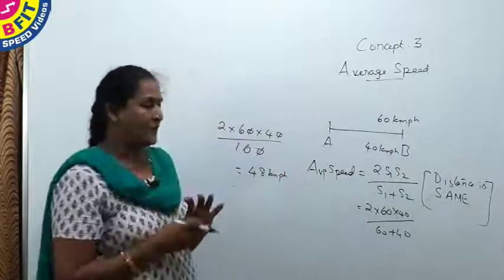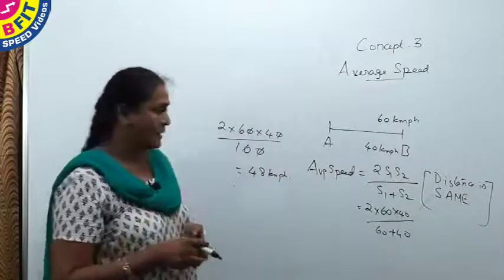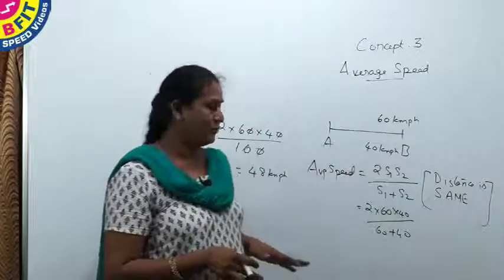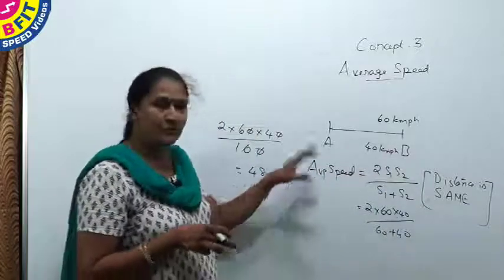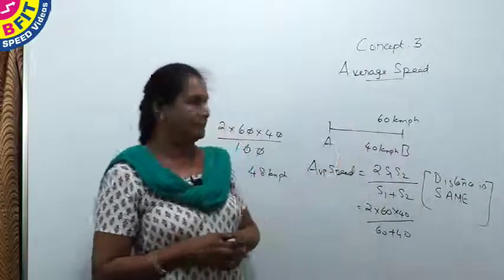So we have got the average speed, instead of finding the total distance and dividing by total time, just by using the shortcut 2s1 s2 by s1 plus s2. And remember that you have to use this only when the distance covered is same with different speeds.